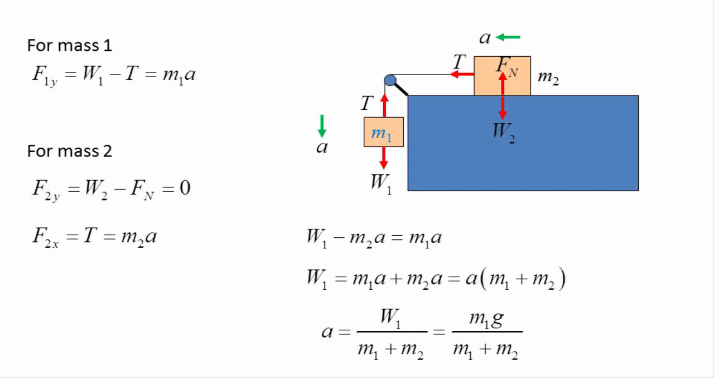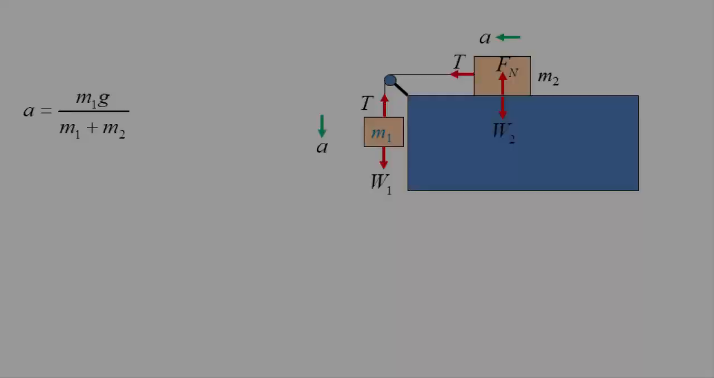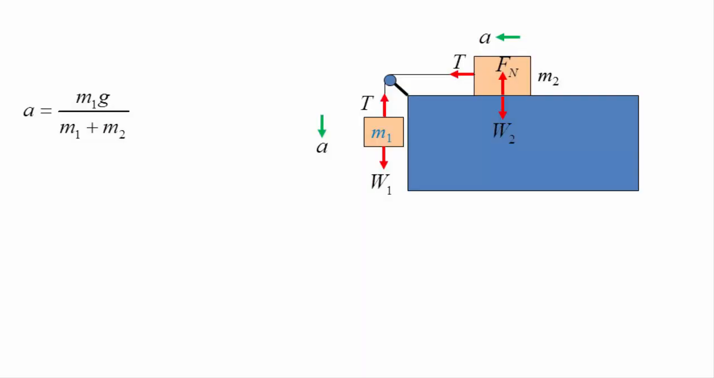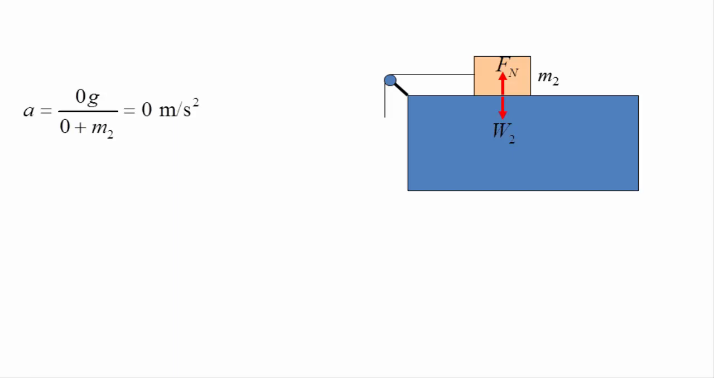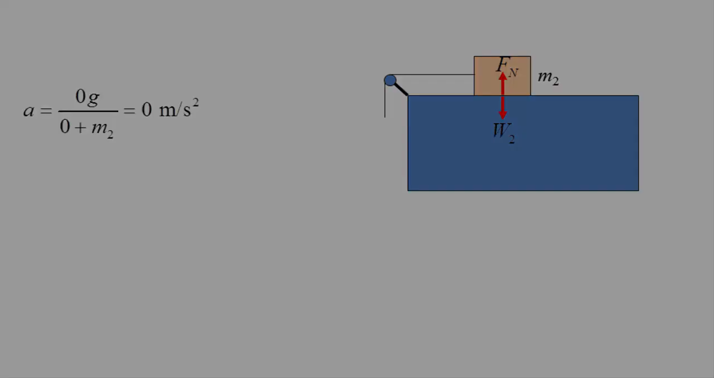Let's analyze this solution in a bit more detail. So what would be the acceleration if there was no mass 1? If there was no mass 1, then there is nothing pulling on mass 2, and mass 2 would remain stationary on the surface in accordance with Newton's first law. The equation would be 0 times gravity divided by mass 2, which would of course equal to 0 as expected.